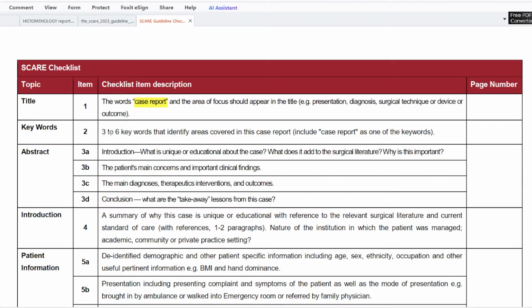Keywords: 3 to 6 keywords that identify areas covered in this case report, with case report as one of the keywords. Okay, here, introduction.